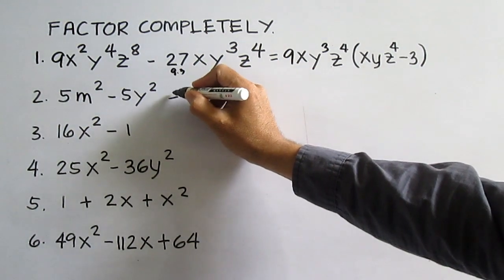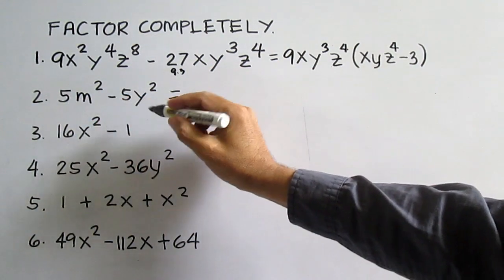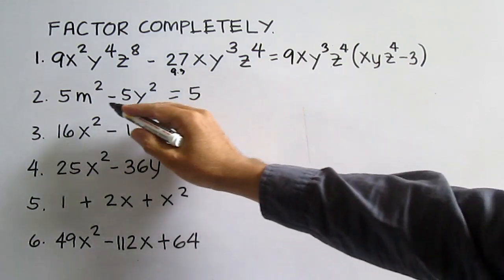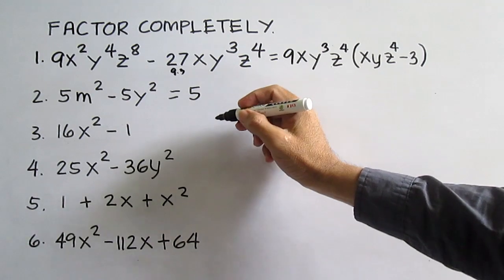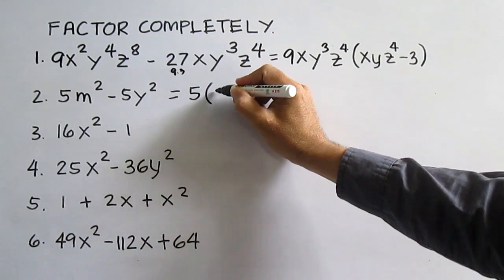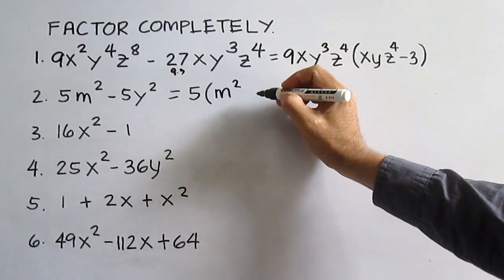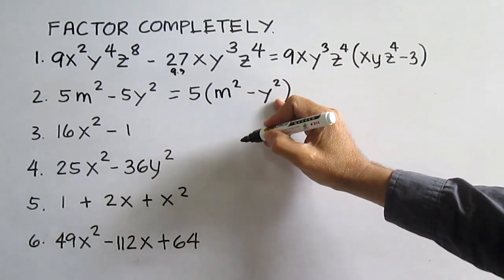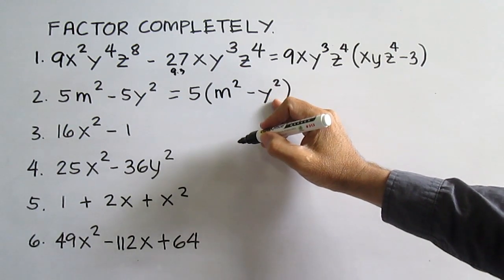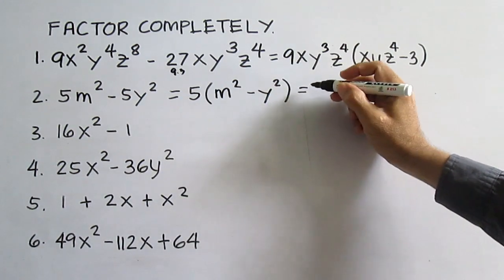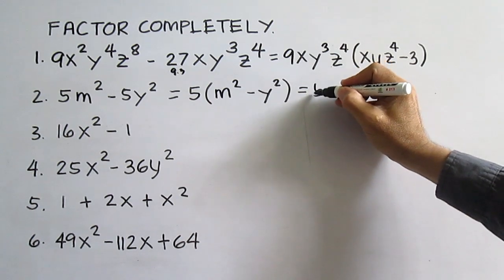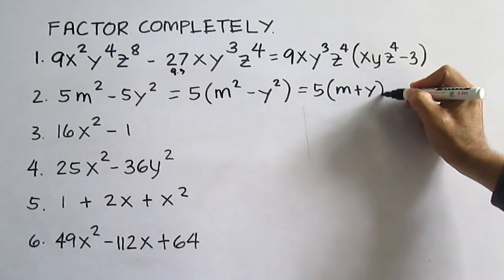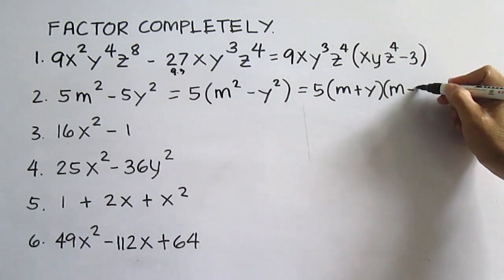Number 2, 5 is common to both terms. Divide each term by 5. The other factor is m squared minus y squared. This is a difference of two squares. This is equal to 5 times the quantity m plus y times the quantity m minus y.